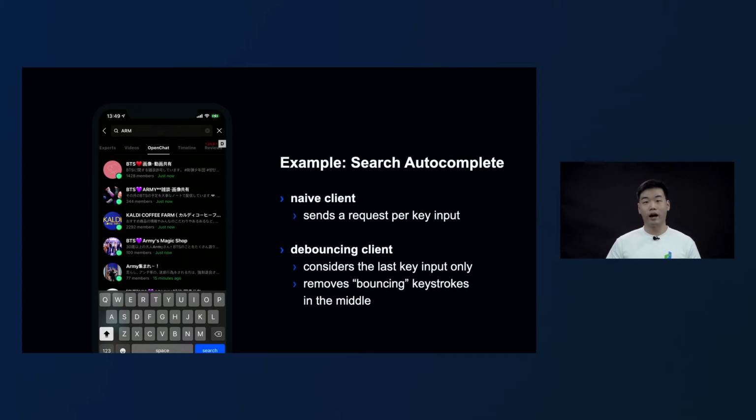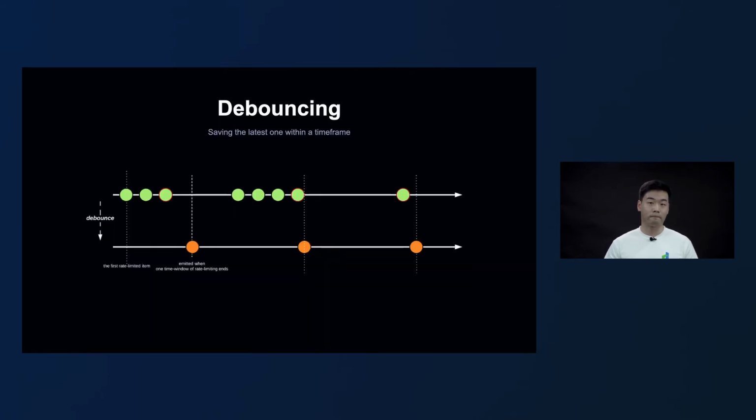So the debouncing client ignores all our bouncing keystrokes in the middle and takes only the latest ones within a time frame. Back to our case, we want to apply the same technique on the server side to notify clients about the latest events only. The only difference is that while the autocomplete client can defer requests indefinitely as long as the input continues, we need a timeout to notify events at least once in a while to ensure consistent delivery.